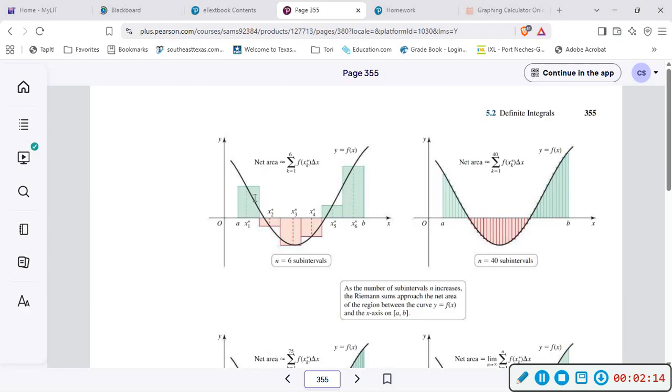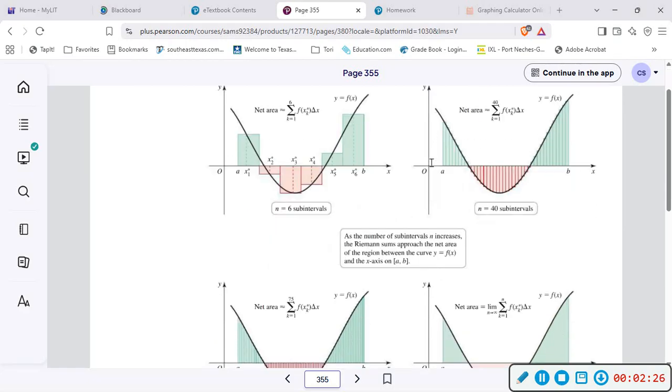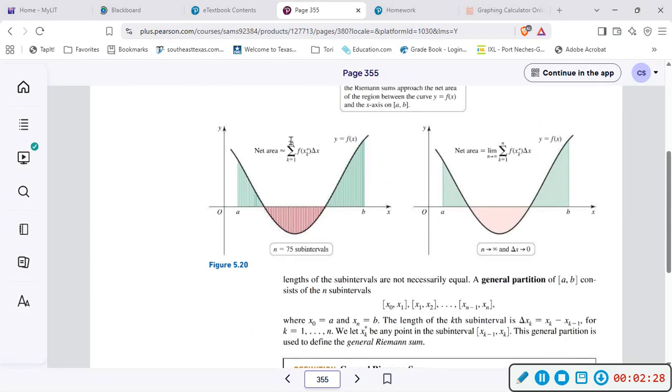So as you can see, just a couple rectangles here, a couple here, based on the partitions. But here we start making more, smaller and smaller. It gets more to compute, but there's 40. Then down here we go to 75 subintervals. And then here we've gone to infinity. So as n goes to infinity, the change in x is so small it goes to 0. So you pretty much get the whole area.